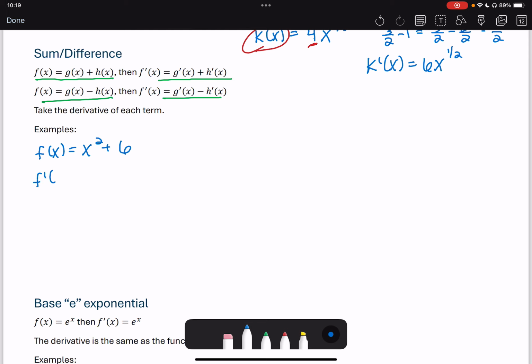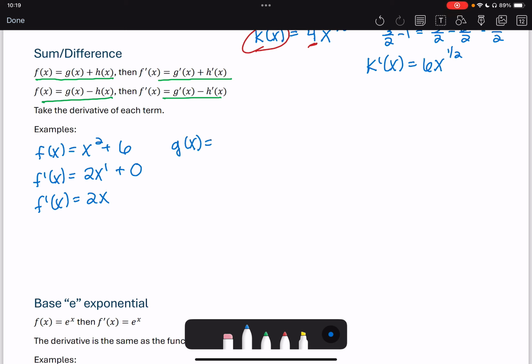So f prime of x, I'm going to take the derivative of the x squared, which is 2x to the 1, and I'm going to take the derivative of the 6, that's a constant, that's going to be a 0, okay, and then I'm just going to clean that up a little bit, and that's just going to be 2x, okay? So you're just looking at each term and doing the derivative of each term. That's really all you're doing. So it's just a continuation of what we've already learned.